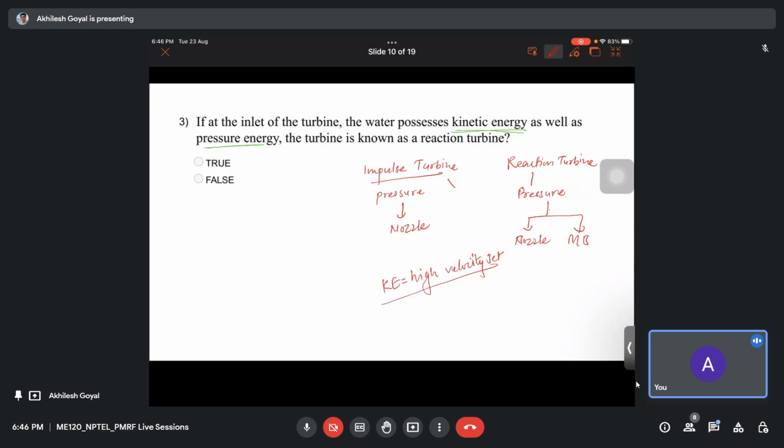And the question is saying water possesses kinetic as well as pressure energy, the turbine is called a reaction turbine. That is the true option. Because at the reaction turbine inlet there should be kinetic energy, because the partial pressure dropped in the nozzle converts that pressure energy into kinetic energy, and the partial pressure that is dropped in the moving blades is also there in the form of pressure energy. So this statement is correct.